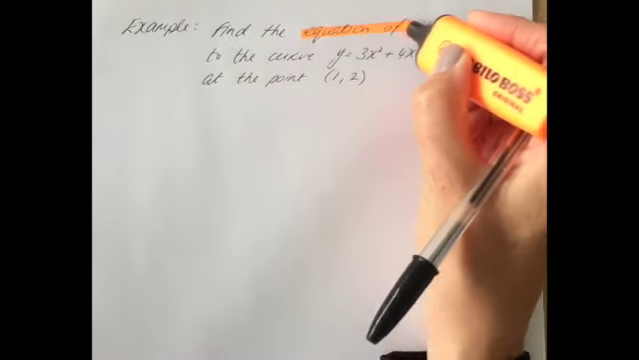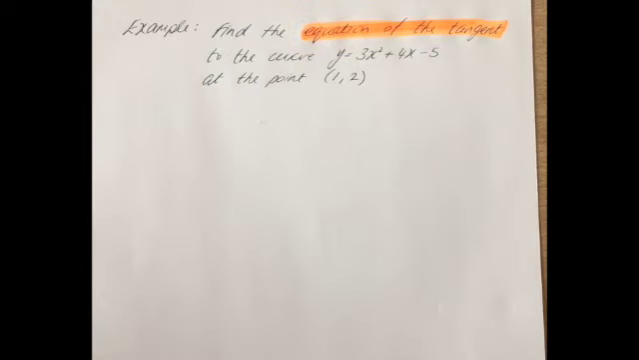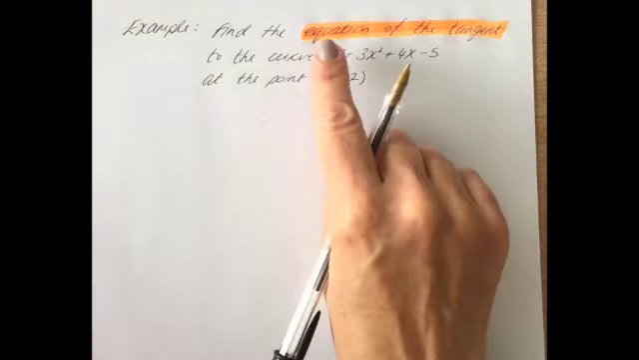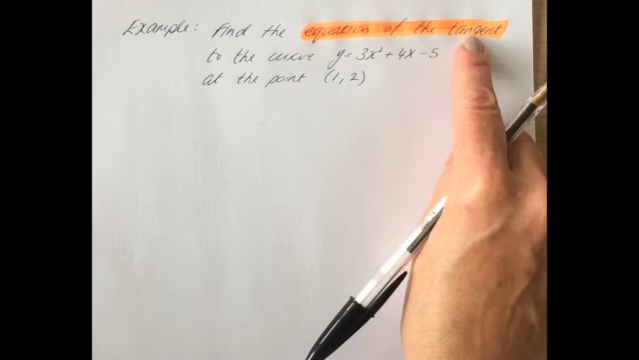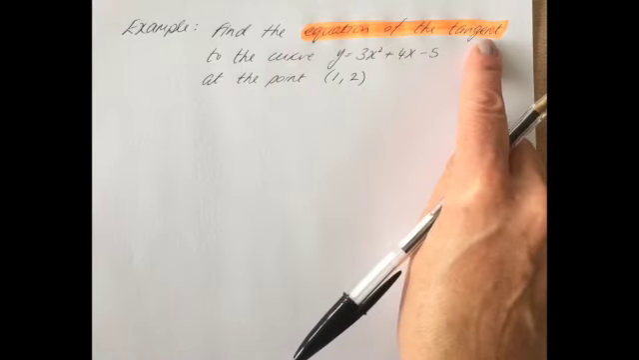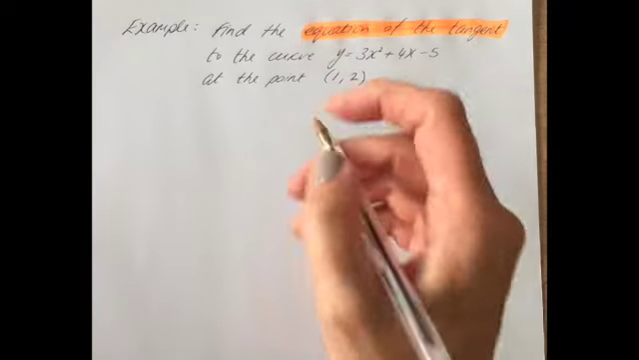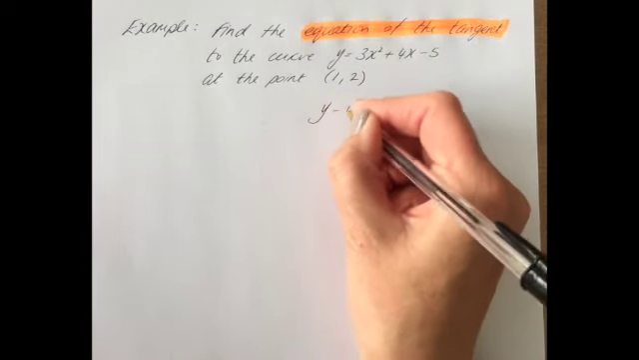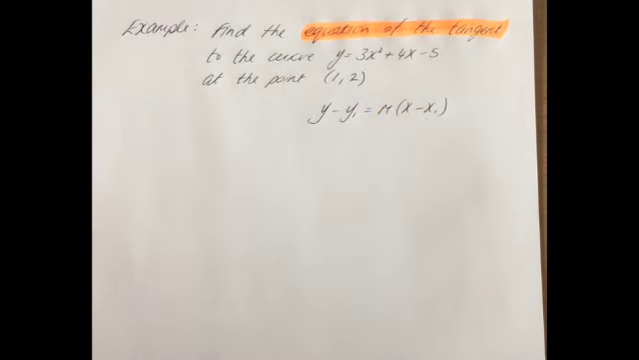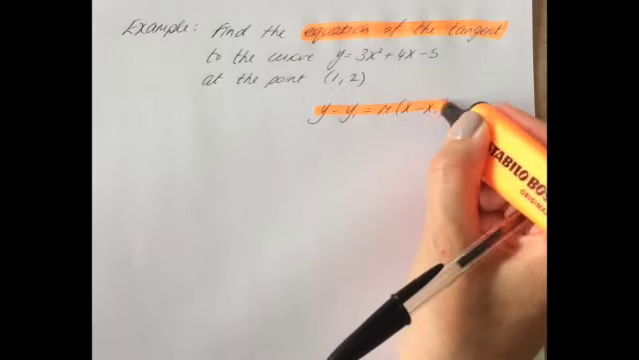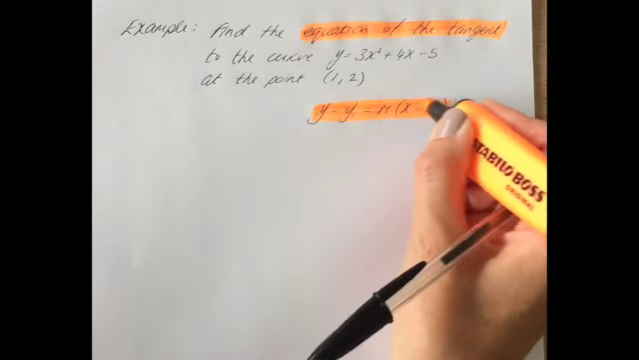Okay, let's take a look at this example. This time we're being asked to find the equation of the tangent to the curve y = 3x squared + 4x - 5 at the point (1, 2). Now, the equation of the tangent, well, the tangent, remember, is just a line. So what we're really being asked here is for the equation of a line. And the equation of a line, remember from our coordinate geometry of the line formula, is, of course, this.